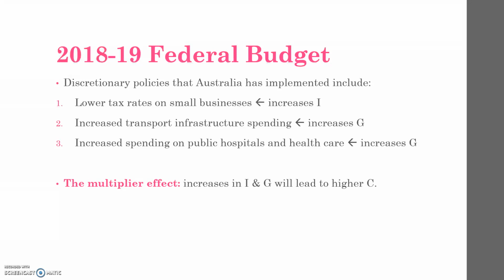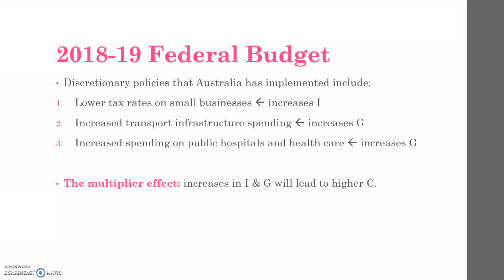So what are some examples of discretionary policies that the government had implemented over that year? So first of all was a lowering of tax rates on small businesses. So we mentioned that that was an example of discretionary policy, and that was implemented, and that leads to an increase in investment. So always think about the effect of these discretionary policies, and then you can link it to the broader movements in macroeconomic indicators.